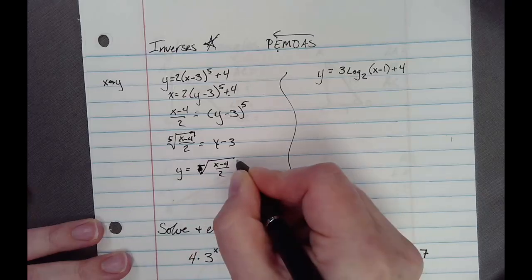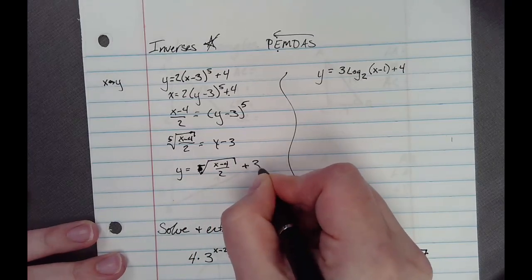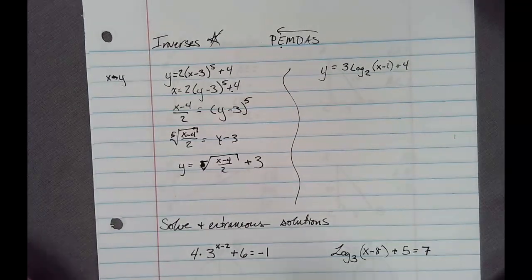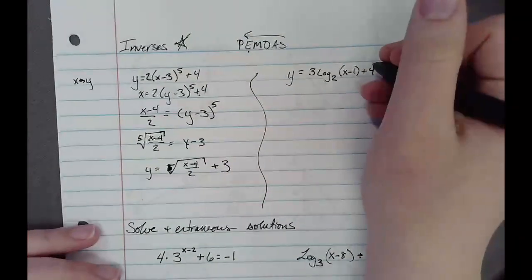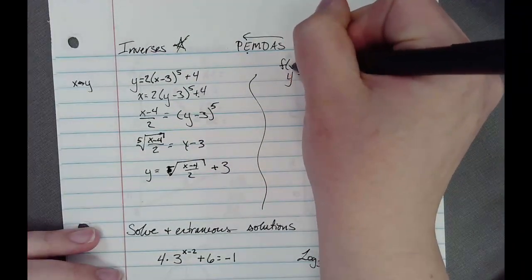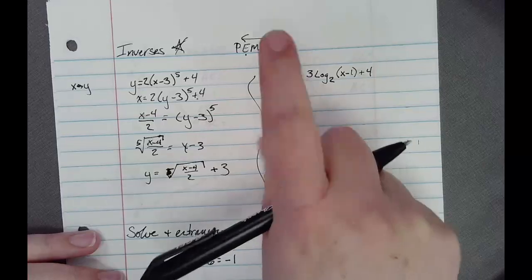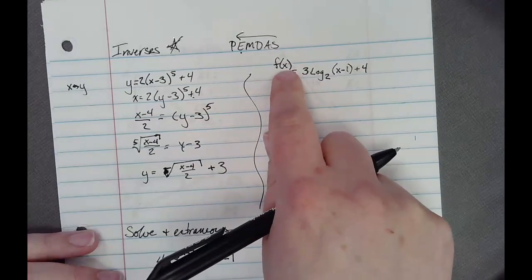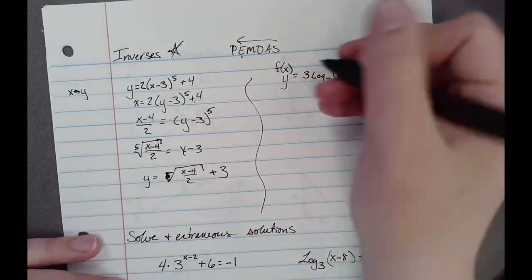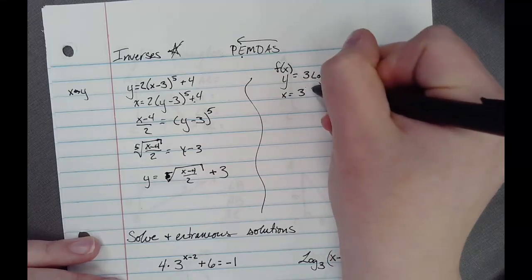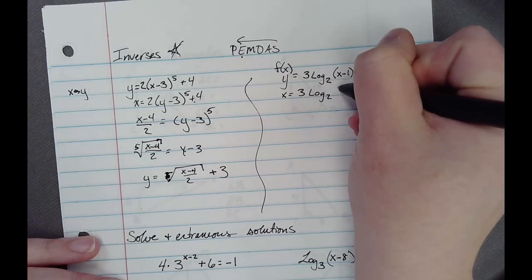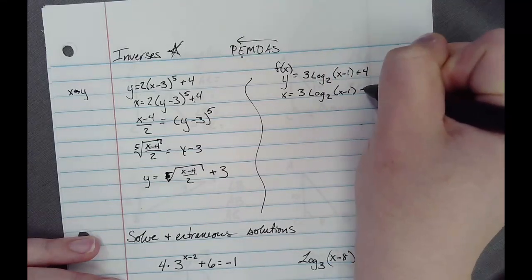x minus 4 over 2. Keep in mind that that 3 needs to stay outside of the fifth root. It cannot go inside. Same idea over here. You might also see me write it as f of x instead of y, but keep in mind those are the same idea. So you can literally write it with a y and then flip your x and y, and that's totally fine. So you will be asked to find the inverse of an exponential or a logarithm.